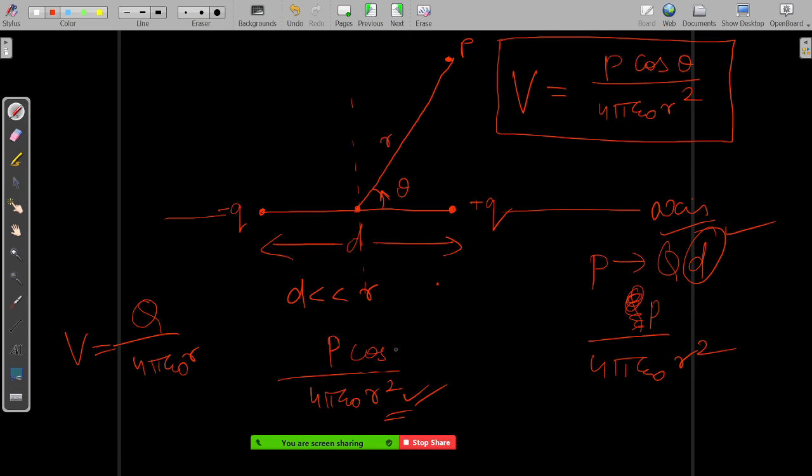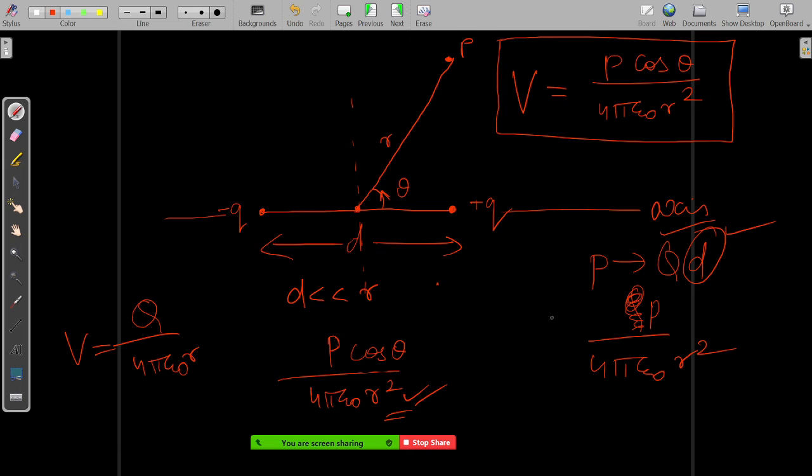And you have to remember that there will be one cos theta, as it depends on the theta also. If it's along the equatorial plane, then theta is 90 degrees and cos theta is zero, so you can just substitute that. The potential at an equatorial plane will be zero. So there will be no potential at any equatorial plane.